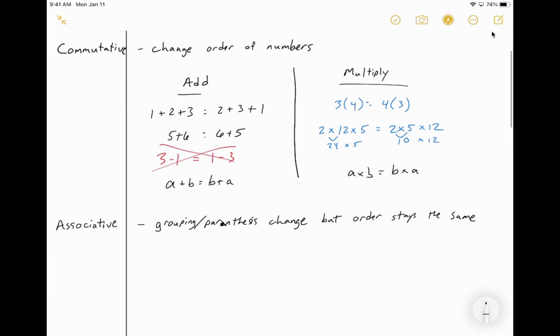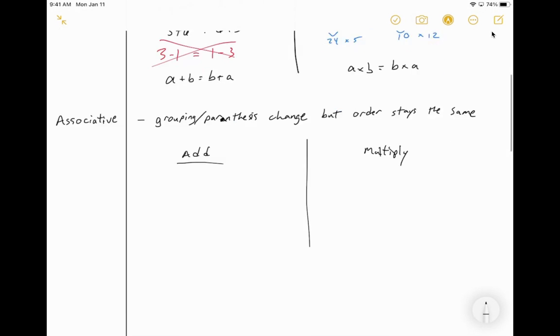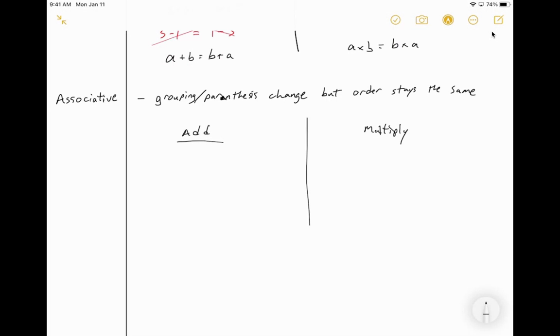Okay, so for example, what does that mean? What are we talking about here? Again, it only works with adding and multiplication, right? Let's do the algebra first, actually. So this one means if you did like this, (a plus b) plus c is equal to a plus (b plus c). Okay. Notice the order stays the same, but the parentheses change.